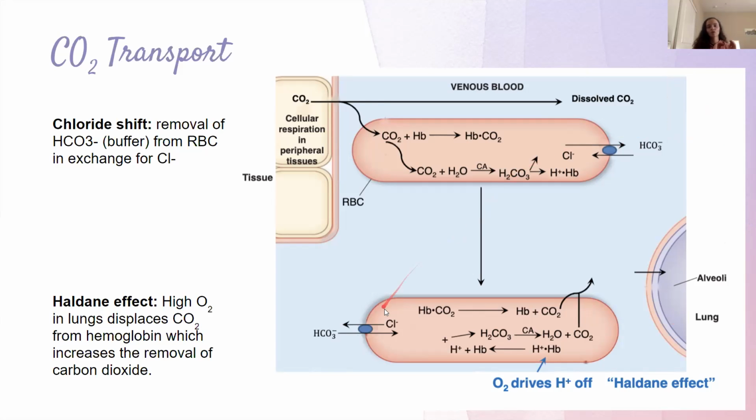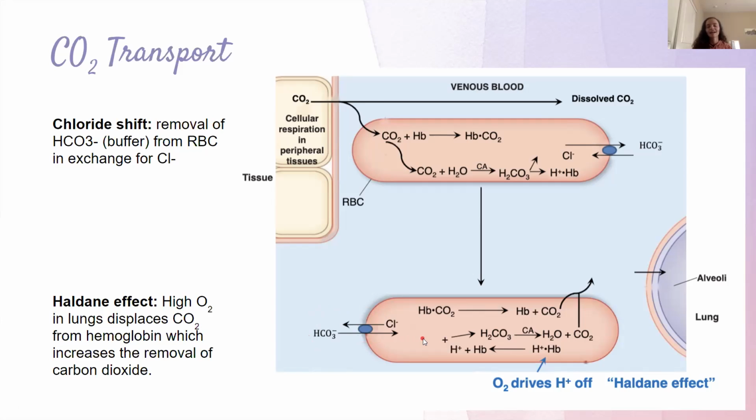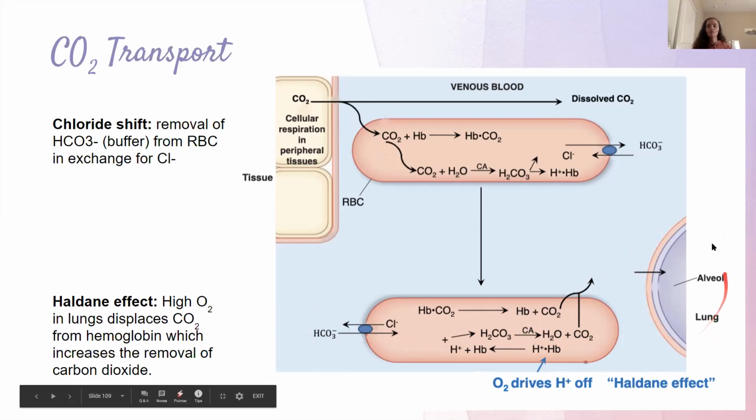And so once bicarb comes back into the red blood cell, that will combine with a proton. It'll form carbonic acid. Again, our carbonic anhydrase will come in and speed up the reaction, and water and CO2 will form, and then that CO2 will diffuse out and into the alveoli. So it's just this cascade that forms over and over again.